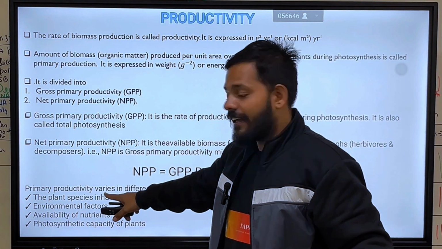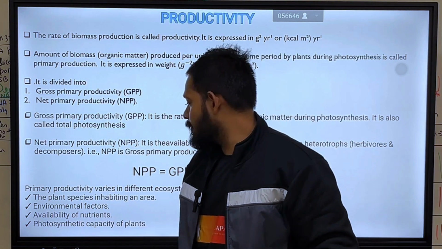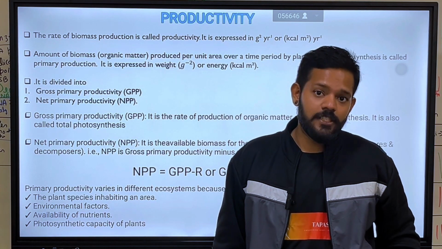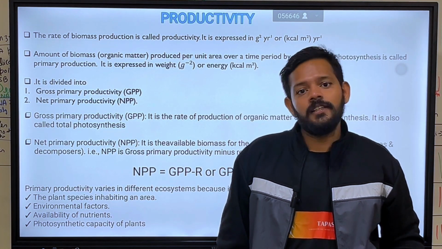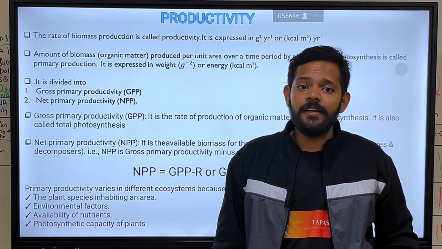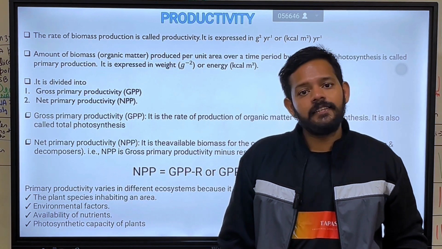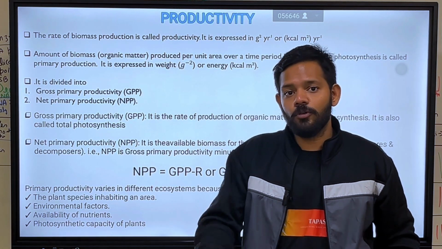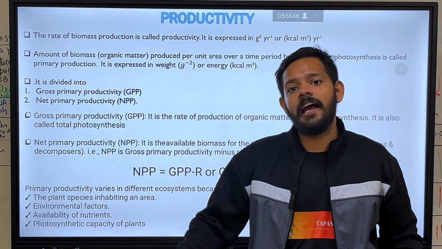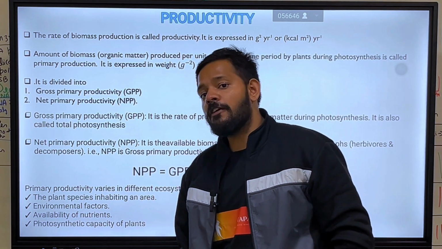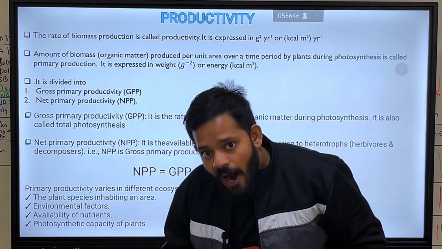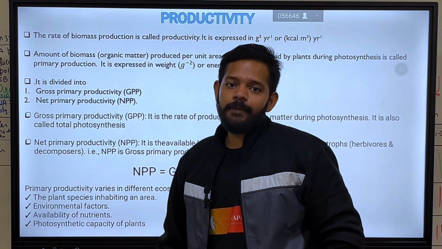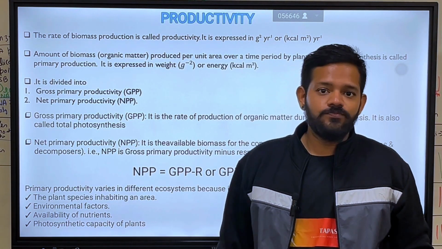Okay, so primary productivity varies in different ecosystems because it depends on the plant species inhabiting the area. See, if the plant species is like C4 plants, which are highly efficient, then they have high productivity. If a land has all plants of C3 category, then they have less productivity. Or if an environment has both C3 and C4 simultaneously, then they have more productivity. So the type of plant present in a particular region defines the productivity of that region. Second, environmental factors. Environmental factors means temperature, sunlight.